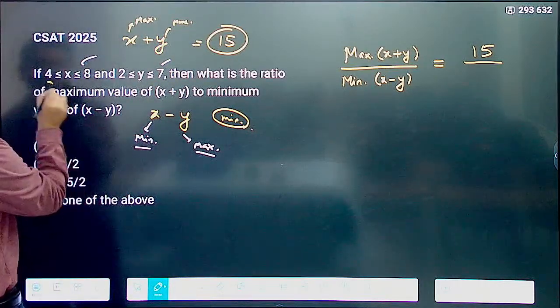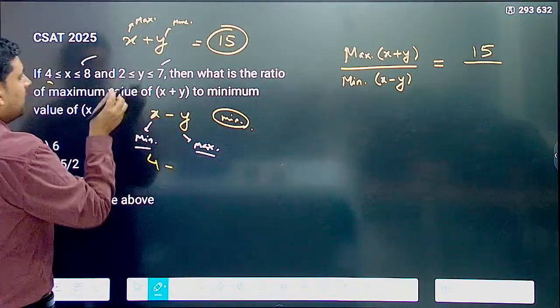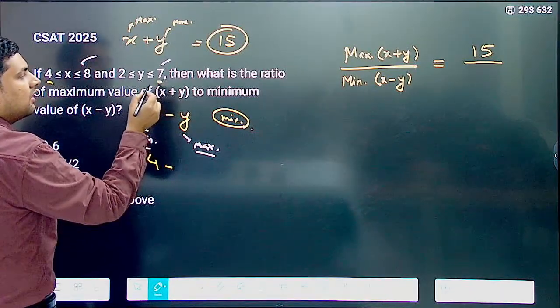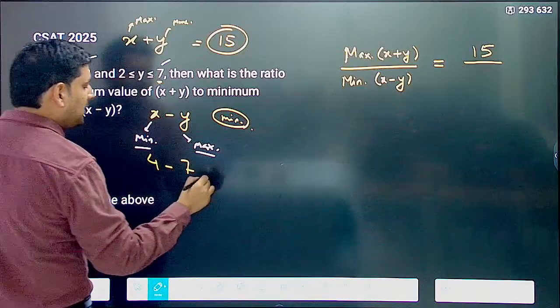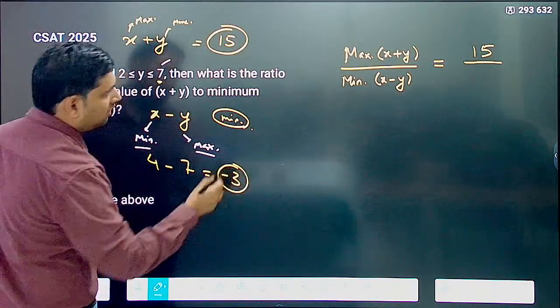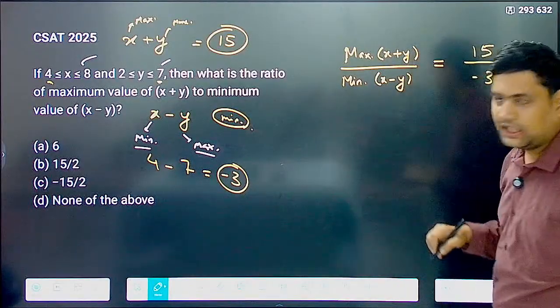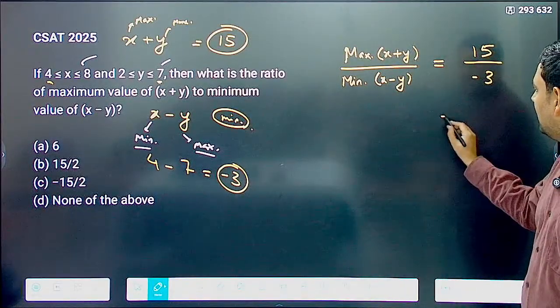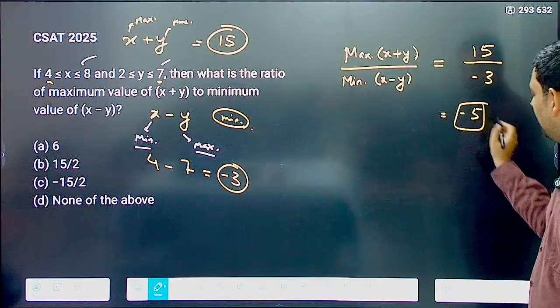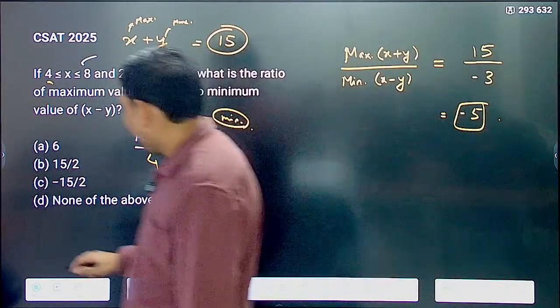Then x I am trying to minimize. So what is the minimum value of x? X is 4. Then what is the maximum value of y? Maximum value of y is 7. So 4 minus 7, what do I get? Minus 3. So I put here minus 3. Now 15 by minus 3 comes out to be equal to minus 5. Answer is D.